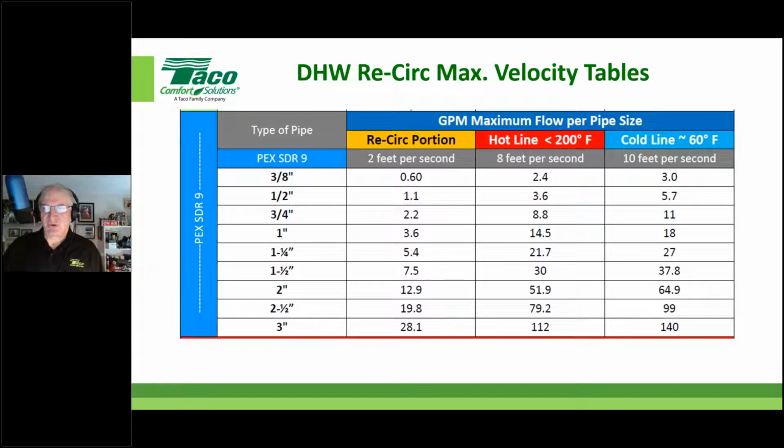All right. So again, we have these limitations. We have the feet per second, we have the velocities, but our limitations are 1.1 GPM for half-inch, 2.2 GPM for 3/4. Okay. So very good.